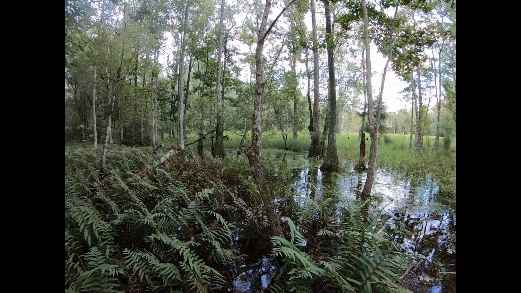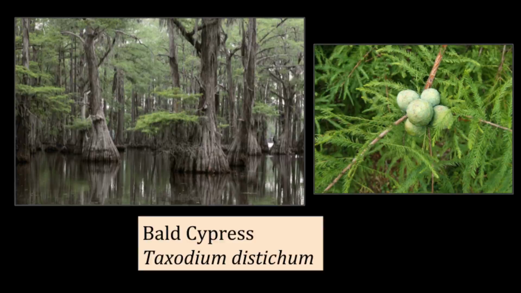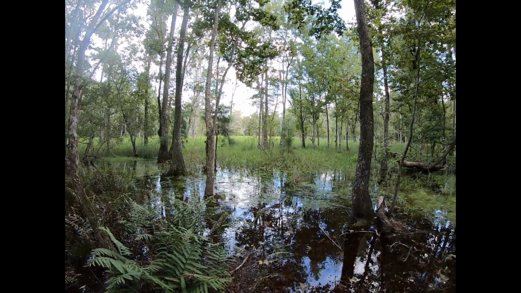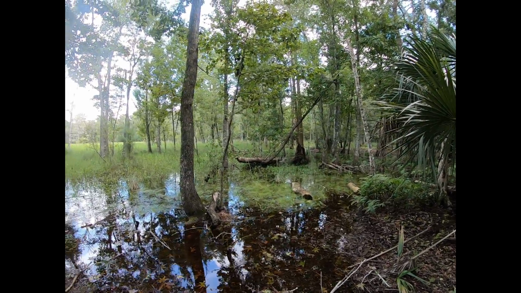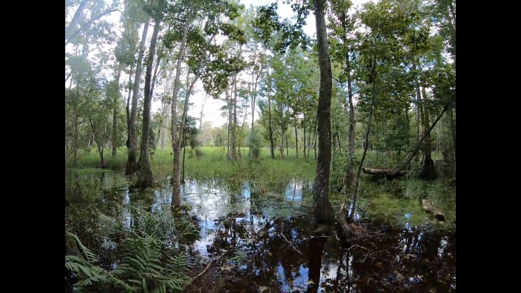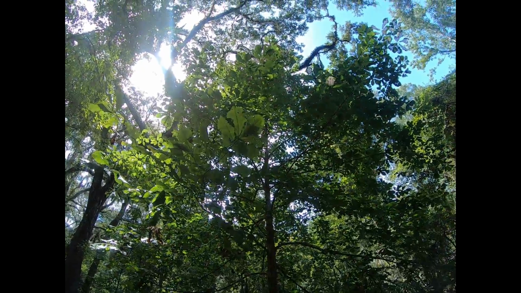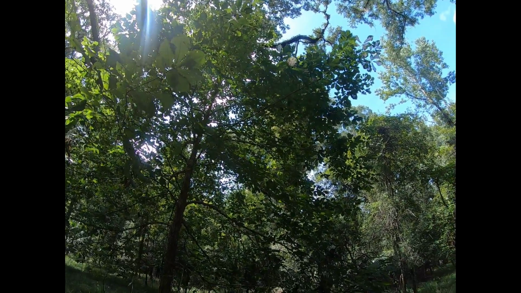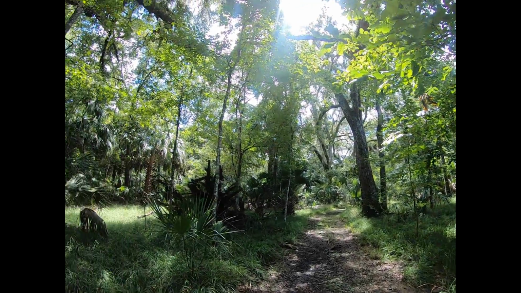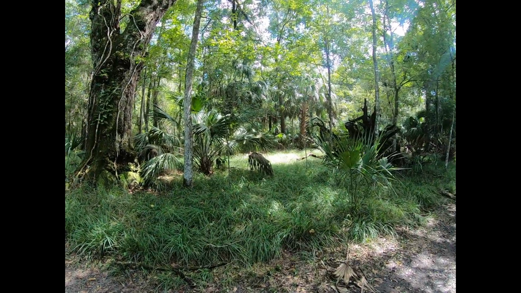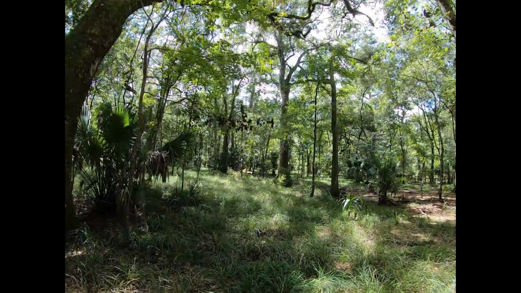And even on the edges, we also see some species like tupelo and bald cypress. And this typically occurs in these areas that start to transition into alluvial forest. Another species that we're also seeing in certain areas here at Prairie Creek is swamp chestnut. And so, depending on where you are in the state, you might see a different arrangement of these species in a bottomland forest.